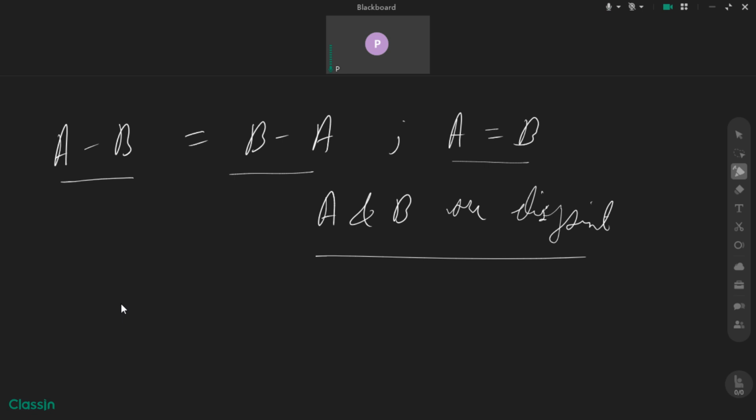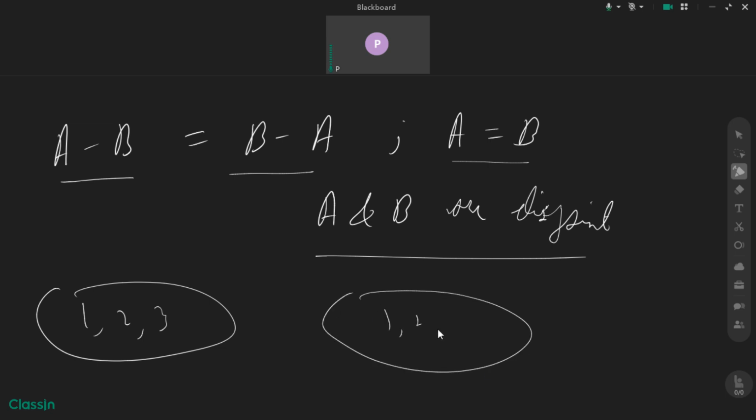Let us say A has elements 1, 2, 3. B has also elements 1, 2, 3. If I take A minus B and B minus A, in this case I am getting the empty set. It will be the empty set, it will be the empty set, so it's equal. So it means A and B are equal. So if A and B are equal, A minus B will equal B minus A because we get the empty set.